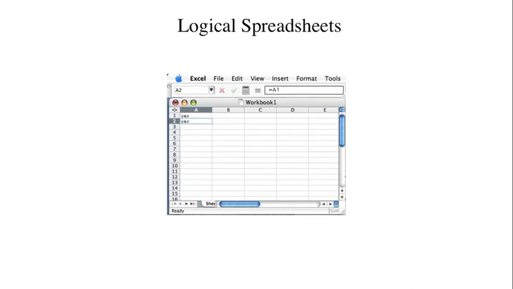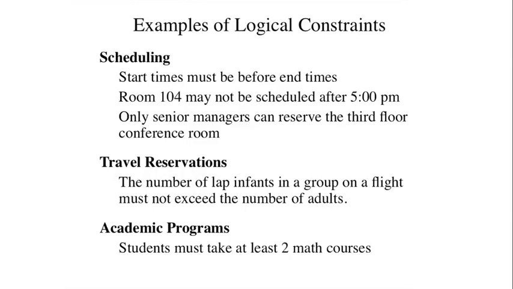Logical spreadsheets generalize traditional spreadsheets to include logical constraints as well as traditional arithmetic formulas. Examples of such constraints abound. For example, in scheduling applications, we might have timing constraints or restrictions on who can reserve which rooms. In the domain of travel reservations, we can have constraints on adults and infants. In academic program sheets, we might have constraints on how many courses of varying types that the students must take.